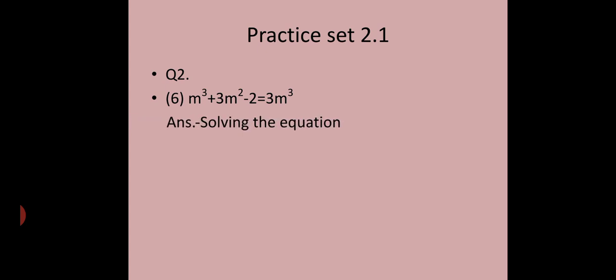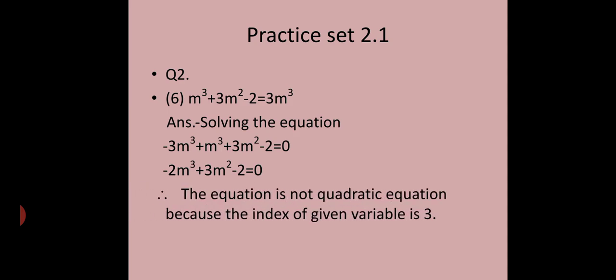Now practice set same, question number same, and the example number is 6. m cube plus 3m square minus 2 is equal to 3m cube. Solving the equation. Minus 3m cube we have to take to LHS. Plus m cube plus 3m square minus 2 equal to 0. Minus 2m cube plus 3m square minus 2 equal to 0. As we see here that the maximum index of variable m is 3. Therefore, the equation is not quadratic equation. We have to write the reason because the index of the given variable is 3.